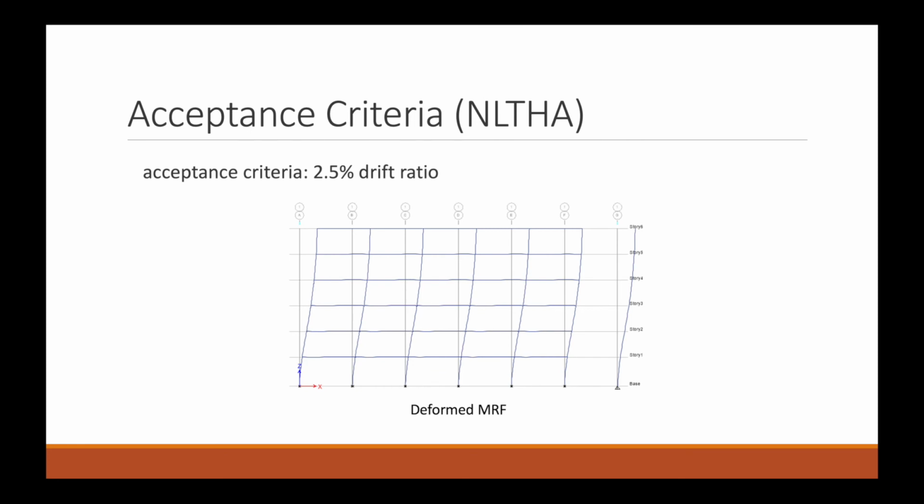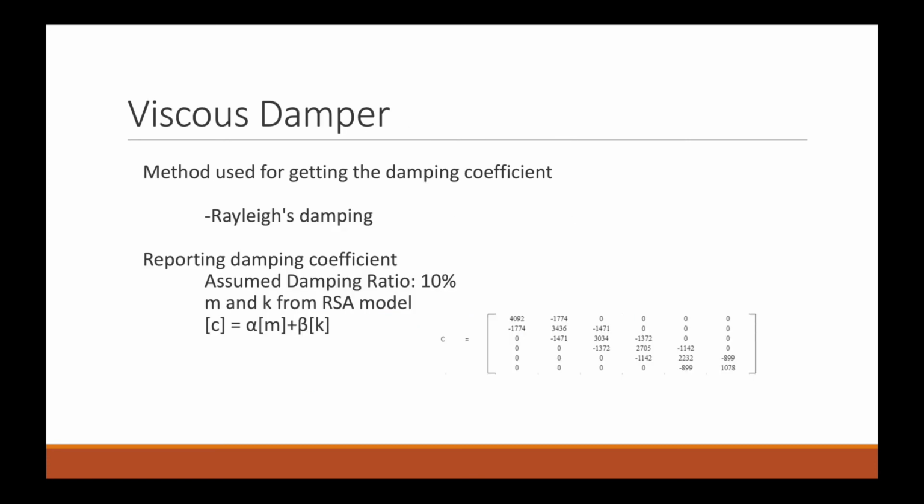So this is a deformed MRF, and in our design, the acceptance criterion for drift ratio is 2.5%, and to minimize the drift ratio, we need to introduce the viscous damper. Because the 2D model we used without these dampers has already satisfied the story drift requirement, the damping system is applied here to see the influence brought by adding them. We have chosen the 10% damping ratio, and by following the formula of Rayleigh damping, we are able to get the damping coefficient matrix.